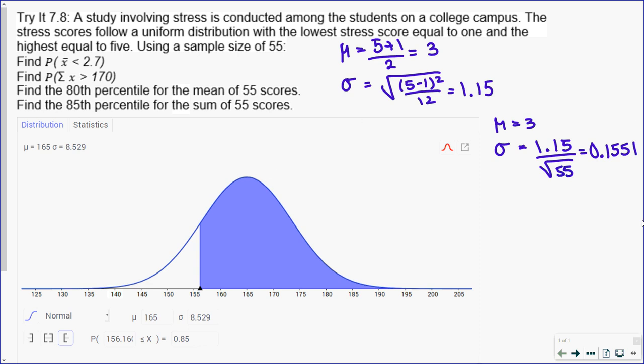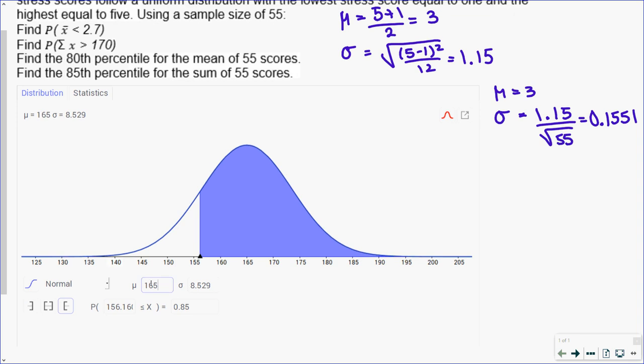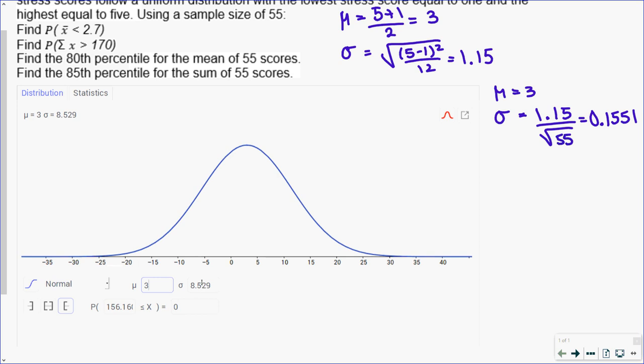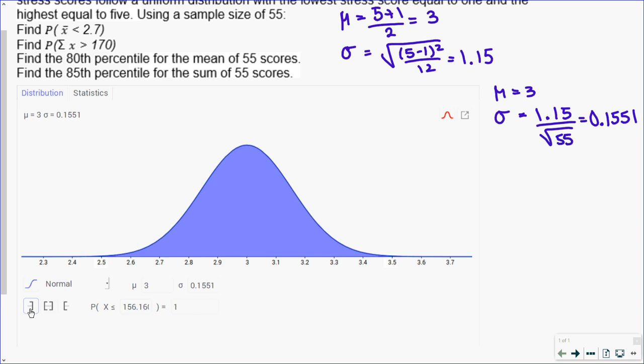I'm ready to go to my calculator now. Enter my mean of 3. Enter my standard deviation of 0.1551. And we're looking for less than 2.7. So I'm going to select the one that has the left, and in here I'm going to type 2.7. And it tells me that the probability is 0.0265.